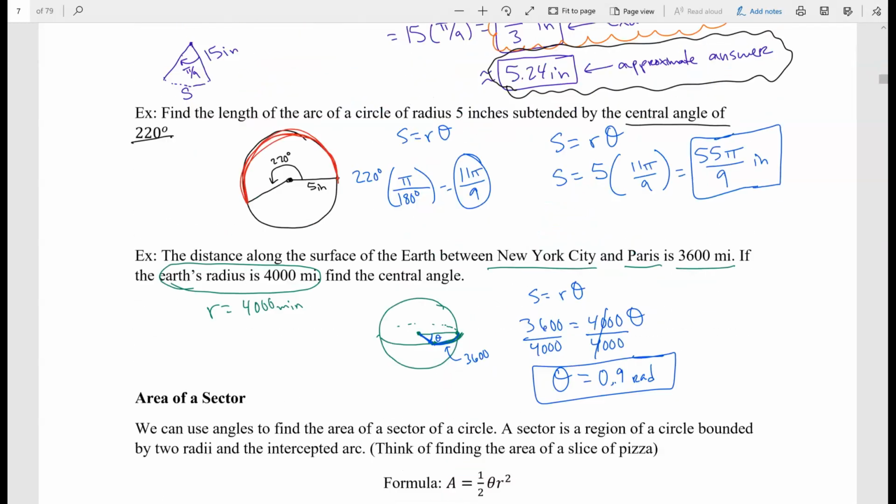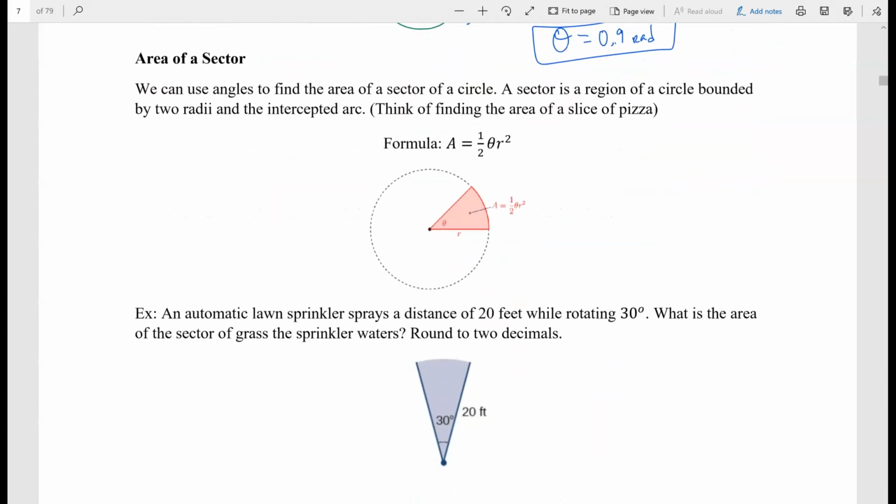Now let's look at the area of a sector. The area of a sector is basically using angles to find areas. A sector, if you think about it, is just a region of a circle bounded by 2 radii and intercepted by the arc. So here is a good example of a circle. Think about this as a slice of pizza, and you're trying to figure out the area of this entire slice. When you think about area, we're thinking about everything that's on the inside. One way that we can do it is using this particular formula. Area is equal to 1/2 theta r squared. This formula was derived from the formula for the area of a circle, area equals pi r squared. Using this area formula, you can figure out the area of a sector.